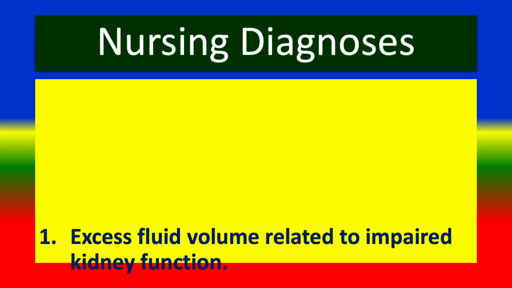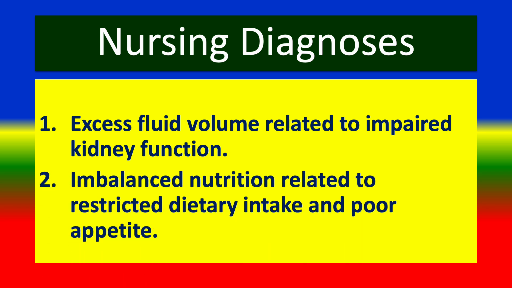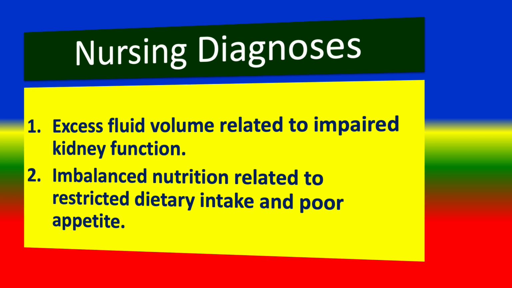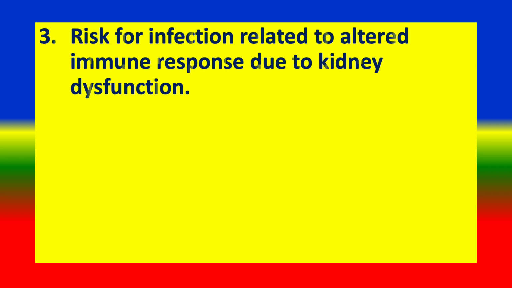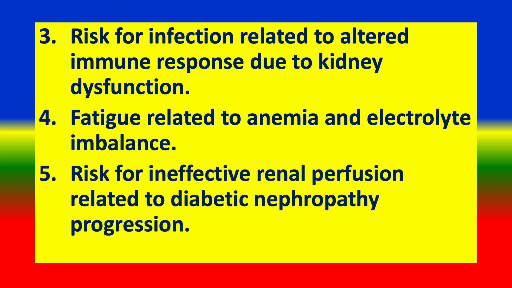Nursing diagnosis: 1. Excess fluid volume related to impaired kidney function. 2. Imbalanced nutrition related to restricted dietary intake and poor appetite. 3. Risk for infection related to altered immune response due to kidney dysfunction. 4. Fatigue related to anemia and electrolyte imbalance. 5. Risk for ineffective renal perfusion related to diabetic nephropathy progression.